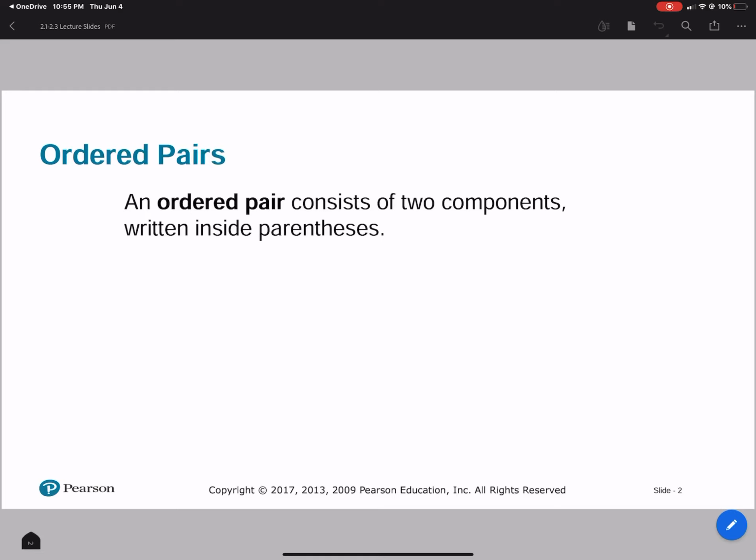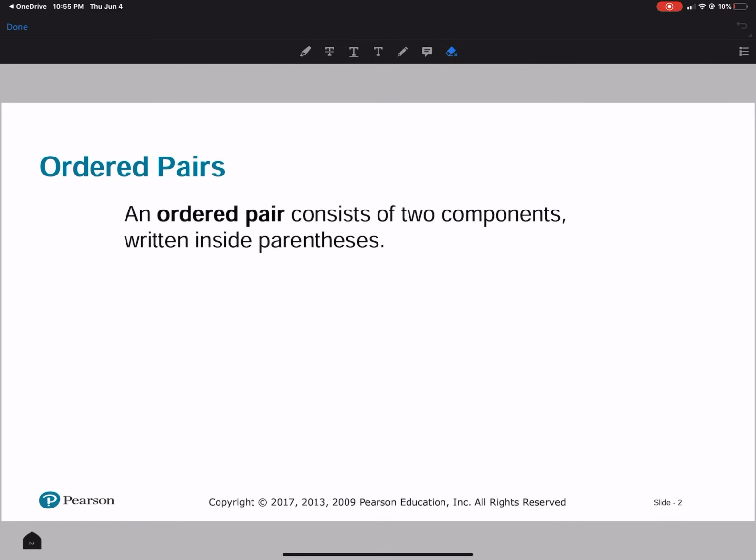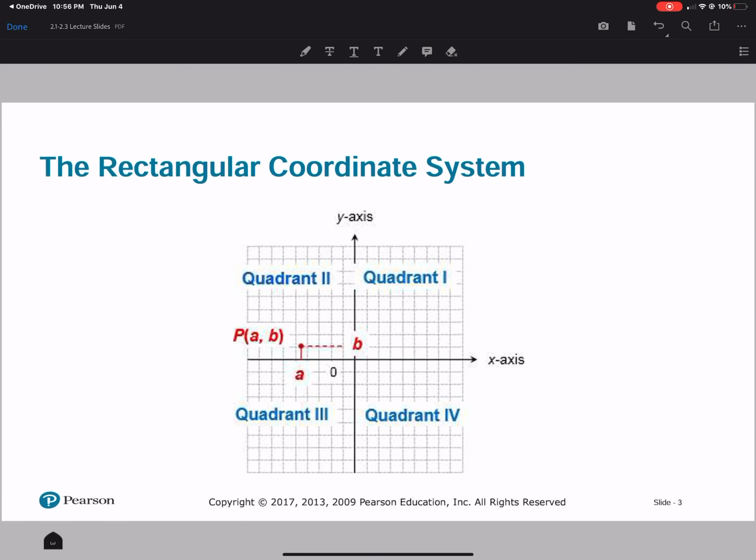An ordered pair consists of two components written inside parentheses. Usually when we deal with ordered pairs, we use x, y. We may use some points like P(x, y), which means point P has coordinates x, y. So we're going to look at some of these.